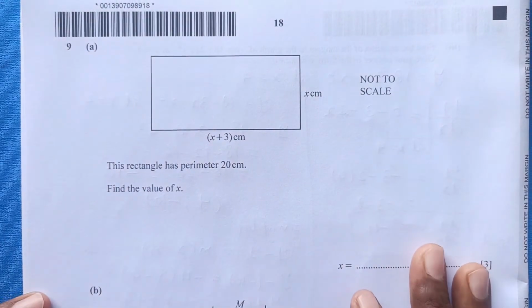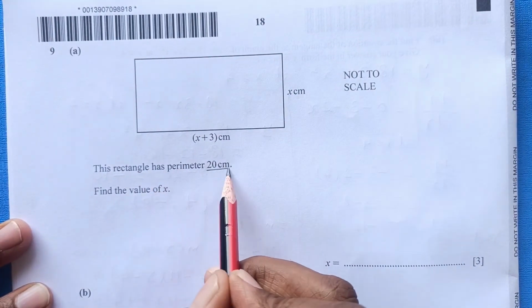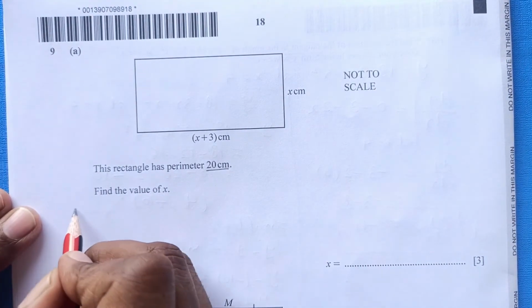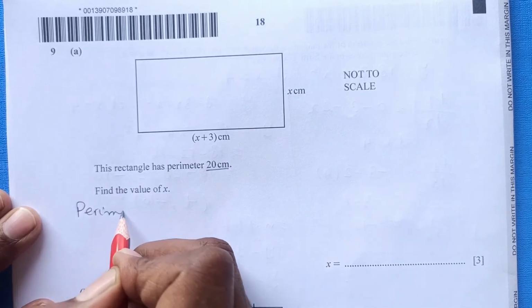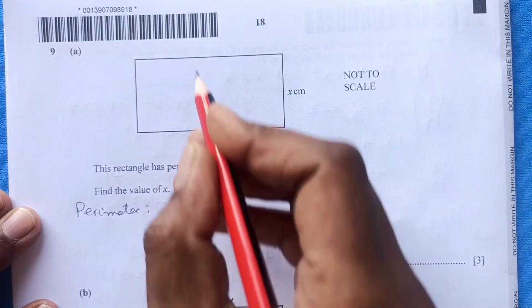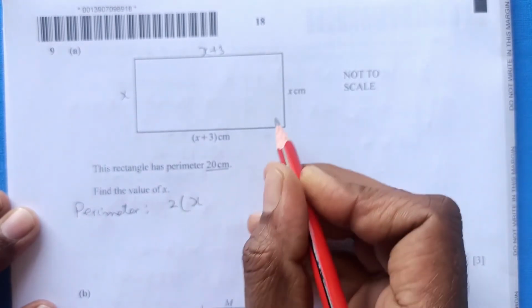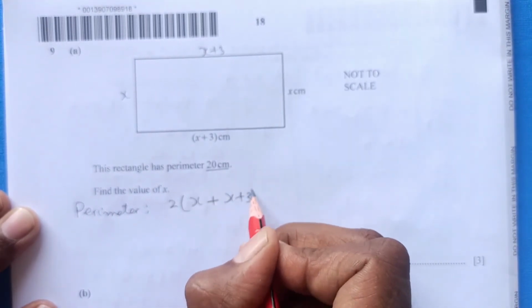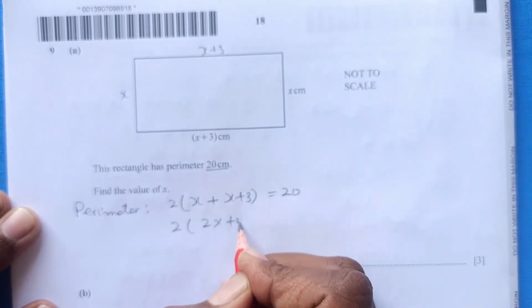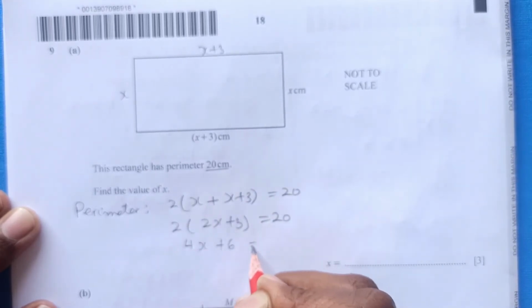Question 9 part A. You can see a rectangle here. This rectangle has a perimeter of 20 centimeters. Find the value of x. Now perimeter is the sum of all the sides. So the perimeter will be twice of x plus 3 plus x, and this is equal to 20. So this will be 2 times x plus 3 equals 20. So open the bracket. 4x plus 6 is 20.